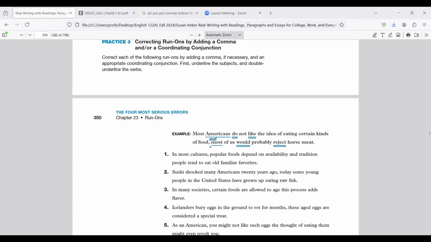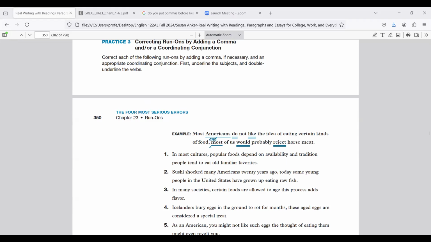Okay, so my trusty Grammarly is already telling me we have a subject, foods, we have a verb, and we have a complete idea. Popular foods depend on availability and tradition. Oh, okay. But then we have a new subject here. People tend to eat old familiar favorites. So what do we have to do? We have to add a fanboy. So we have to add a comma, add the fanboy, right?